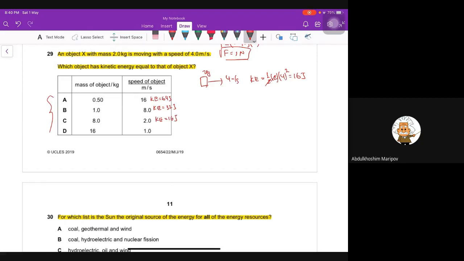Very good. Then the next one: 1 over 2 times 16 is 8. 8 times 1 squared, 1. So the kinetic energy would be 8 joules. So which one is the same? 16. So you will have only C, right? So 29 is C, of course.